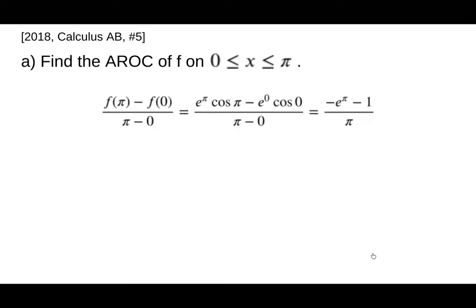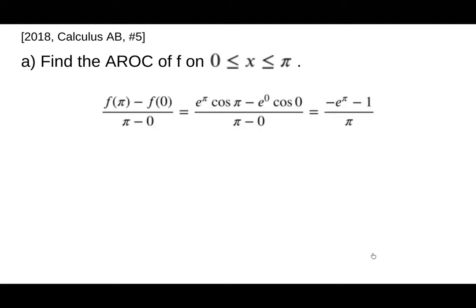To do that, we can just use the formula for average rate of change. We're going to do f of pi minus f of 0 over pi minus 0, and then just substitute the values in. We have e to the pi times cosine pi minus e to the 0 cosine 0 over pi minus 0. Cosine pi is negative 1. Cosine 0 is 1, and e to the 0 is 1. So we get negative e to the pi minus 1 all over pi. You don't really have to do much else for this one.